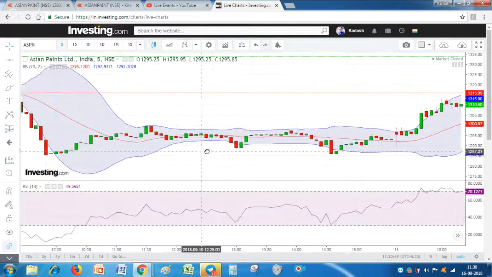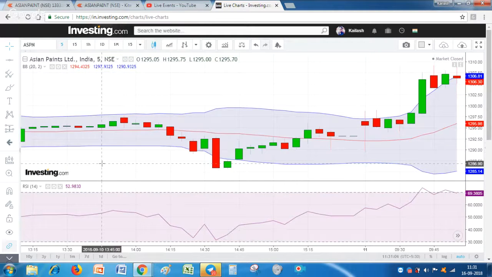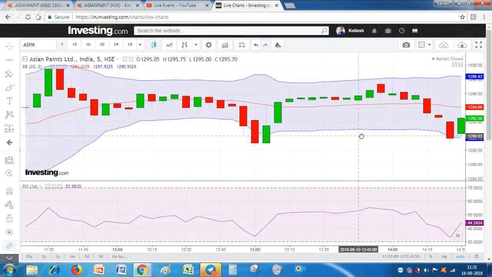I'm just telling about the median line concept. Look at this level. There is a bearish candle, and after that there is a green candle. But this green candle has not broken the low of the previous red candle. Let me make it still bigger so that everybody can see clearly what I mean to say here.